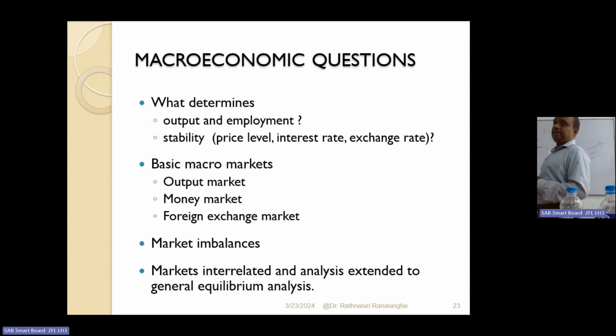These markets operate through demand and supply, so there will be imbalance in the market. Sometimes money demand will increase. When the income level increases from Y0 to Y1, money demand increases, because we demand money for transaction, precautionary, and speculative motives. That changes the interest rate, so there will be imbalance, and it will affect other markets.